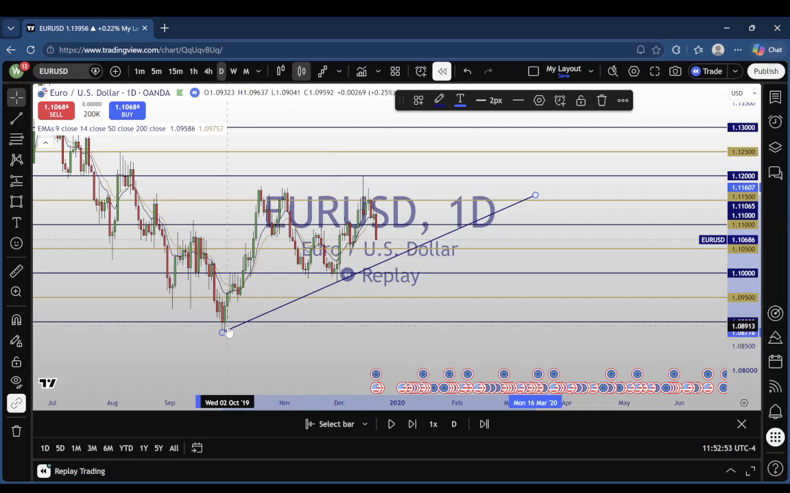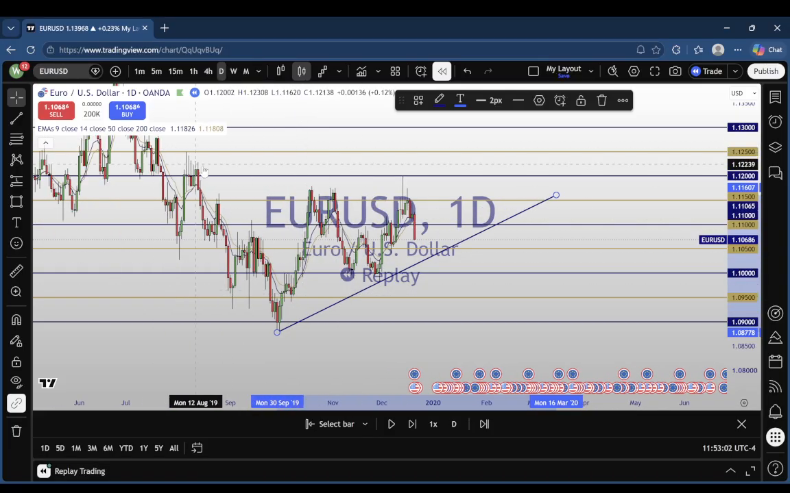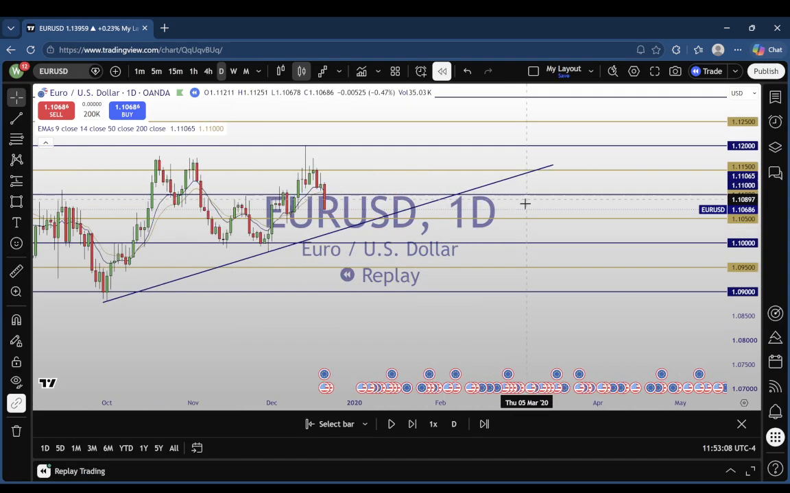So you can see this is one low, this is another low, and there's another low here. So these are higher lows. What that shows me is that even though price had a pretty downward move in the beginning, it looks like price is picking back up.